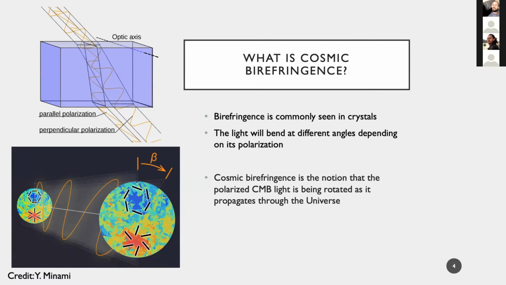So what is cosmic birefringence, to get to the meat of the matter? Birefringence is often seen in crystals. What occurs is that when polarized light passes through the crystal, because of a non-isotropic pattern of the atoms, you get a different bending of the light. Similarly, or probably not similarly, in the universe, the question is, do we see the polarization of the CMB getting bent, or rotated, as it propagates through the universe?